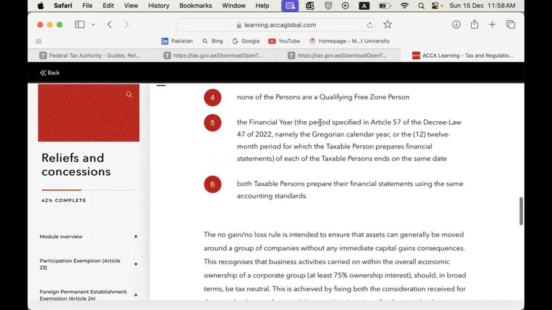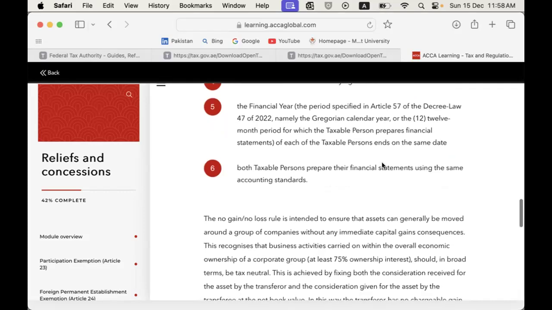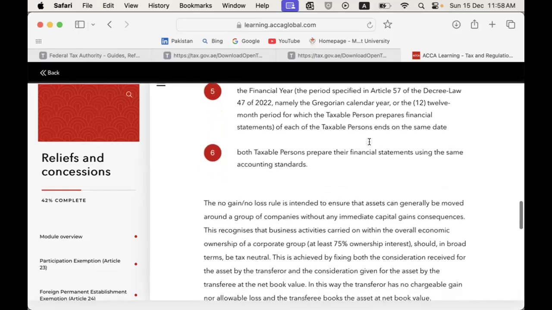The financial year, now this is a key point. The financial year, the period specified in Article 57 of the law, namely the Gregorian calendar year or 12 months period for which the taxable person prepares the financial statement, of each of the taxable persons ends on the same date. So basically same financial year. Both taxable persons prepare their financial statements using the same accounting standards.